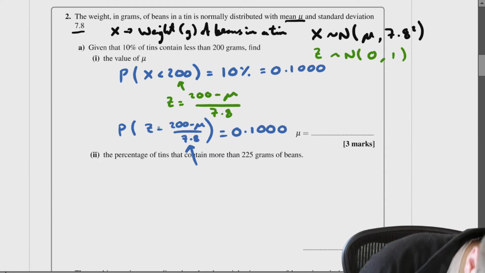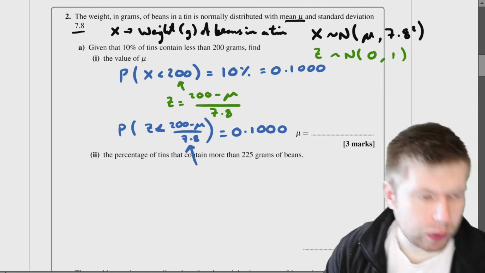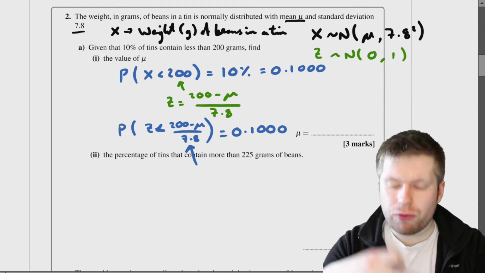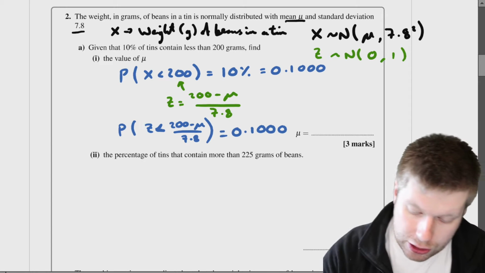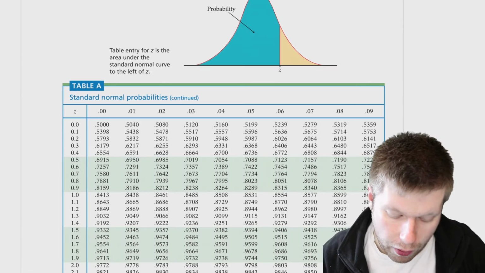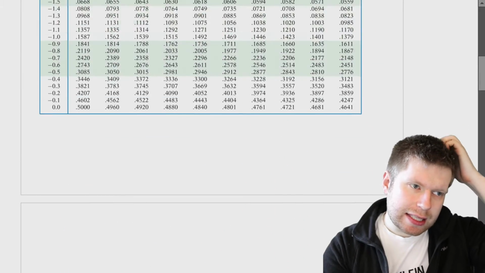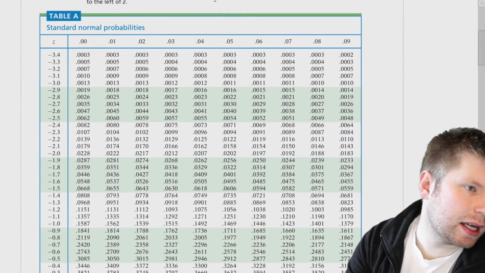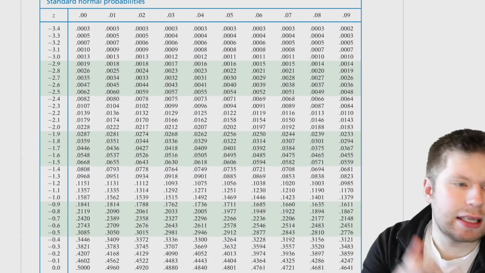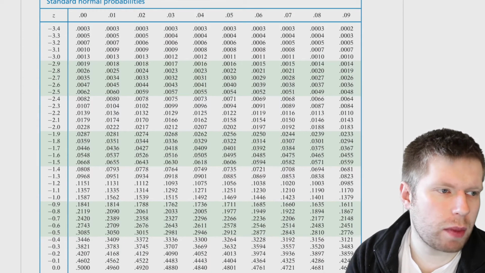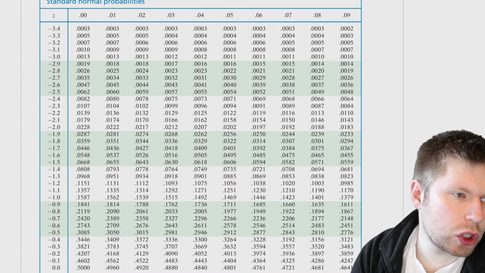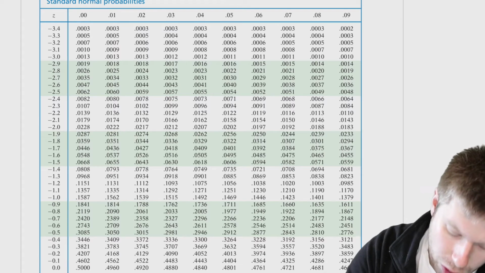Now just remember, it's a less than, so let me write less than there, okay? It's a less than, so I don't need to faff around with 1 minus or anything, okay? Let's just jump straight into my tables and try and find 0.100 as close as possible. So let's come to this section of the table, which is my less than, so the negative units of standard deviation from the mean. And I'm going to try and find as close as possible to 0.100.